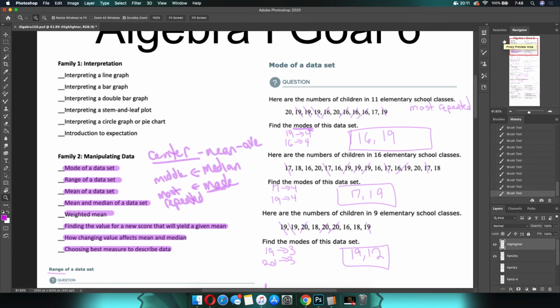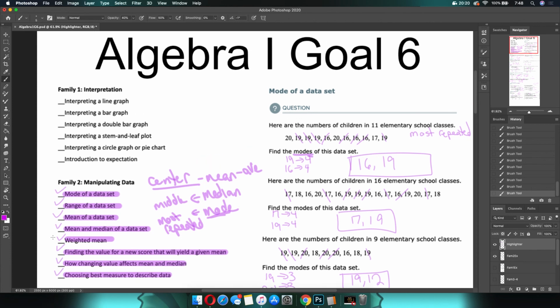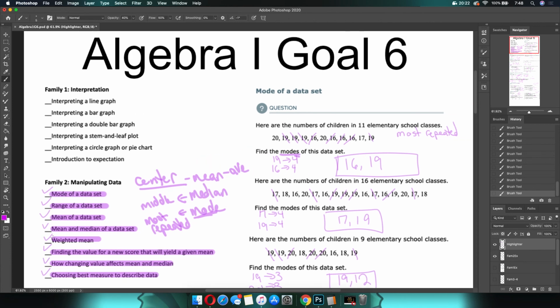So that now is everything that we have learned in how to manipulate data for statistics. We are now officially halfway through Algebra 1 Goal 6, and I will see you in the next one.